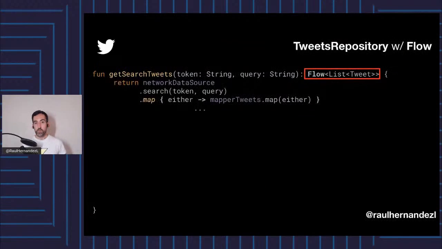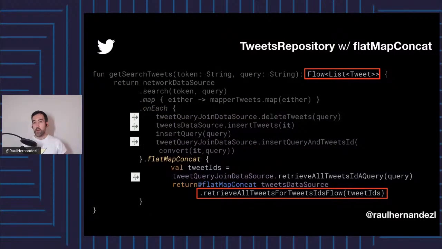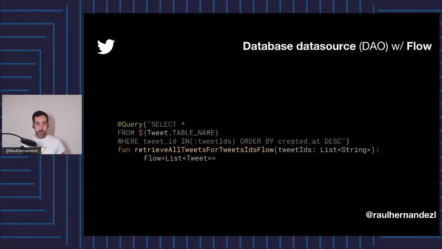If we want to do the same with Flow, my first approach was returning a Flow right here, and then using exactly the same operators: a map, onEach instead of doOnNext for those things I mentioned a moment ago, and then flatMapConcat instead of flatMap. Nothing different from what I had before. So it felt really, really cool because it was super similar. Nothing else to change, just the return type is going to be a Flow. And for the database, I'll do the same. I'll return a Flow because Room is prepared for that.